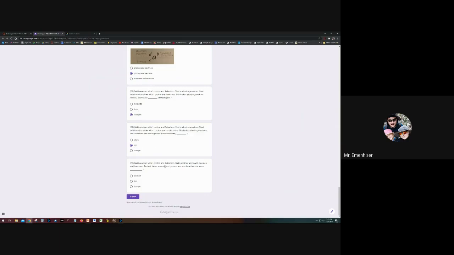Last one. Build an atom with 1 proton and 1 electron. Build another atom with 1 proton and 1 neutron. These are elements. Both of these atoms have 1 proton and are therefore the same element. So remember, the number of protons determines the element. The number of protons versus electrons, and the movement of electrons, makes an atom charged. And then the number of neutrons makes an atom become different isotopes of an element.